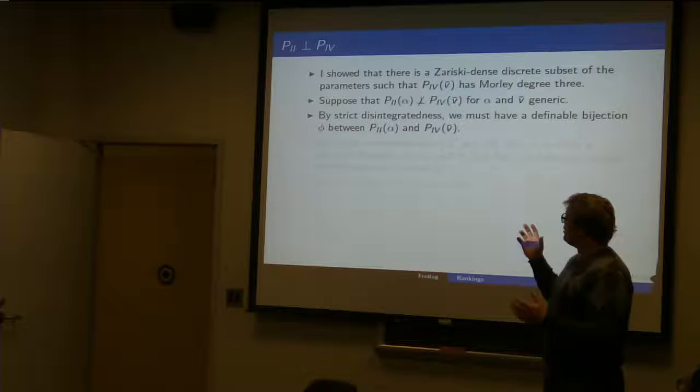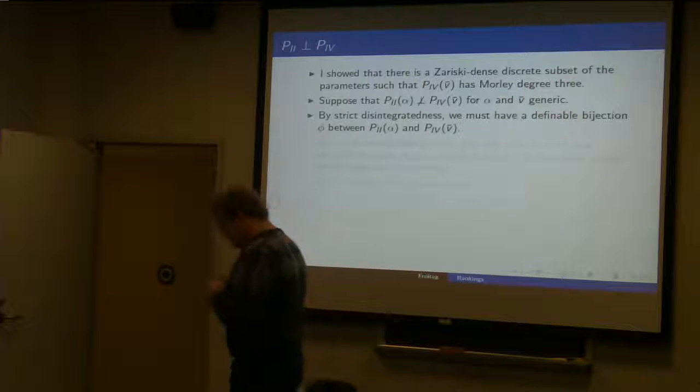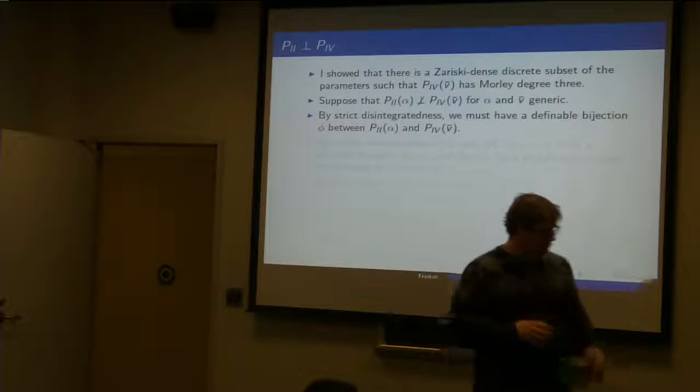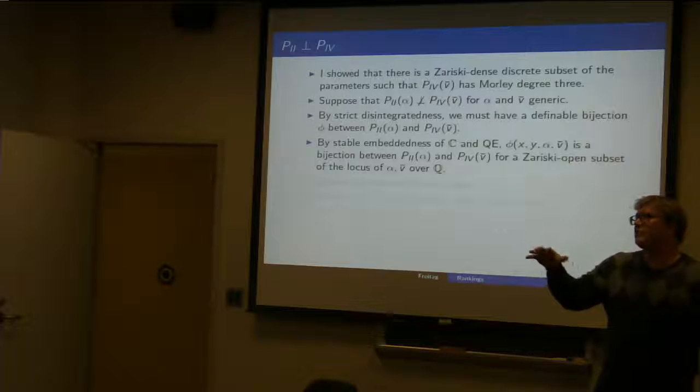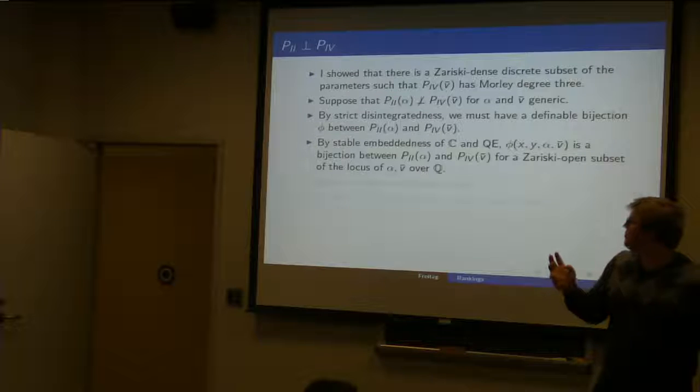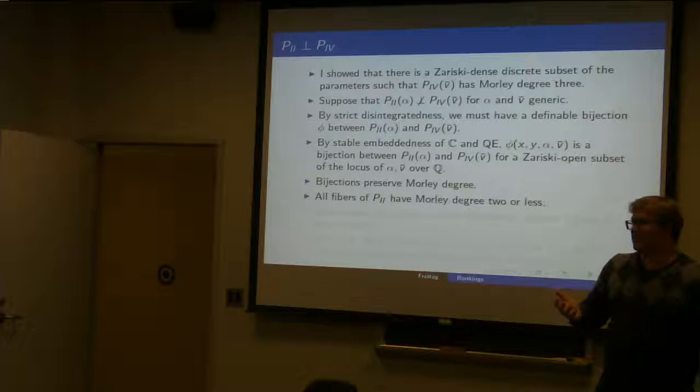Okay, and now you repeat the same style of argument as before. You first say, suppose that we have a non-orthogonality, and you use what I'm just treating as model-theoretic black boxes to prove that it must be a bijection. And you know that bijection must hold on a Zariski open subset of the locus of alpha with V1, V2, V3. But now it's a bijection, and somewhere in that locus, by the density of these discrete subsets, you have to have a point where you map a set bijectively which has Morley degree 2 to Morley degree 3. And that's a contradiction, because bijections preserve Morley degree.